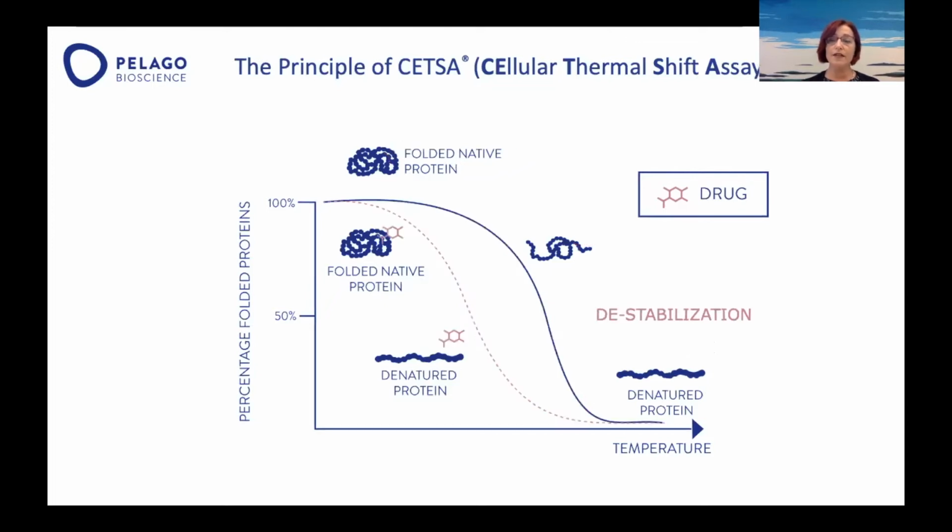But it can also be destabilization events. And these are also considered true target engagement events, and this could be for associated proteins and other more complex proteins downstream in the cellular pathway. But in both cases, stabilization or destabilization events are both true CETSA target engagement events.